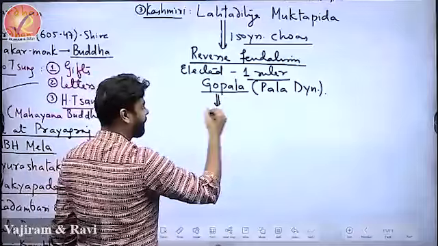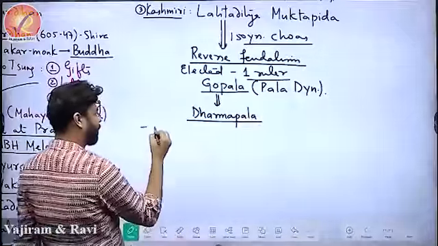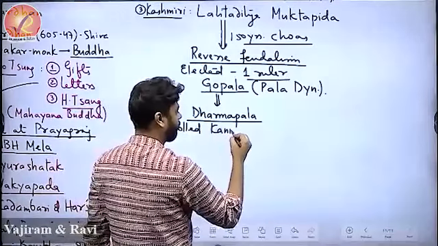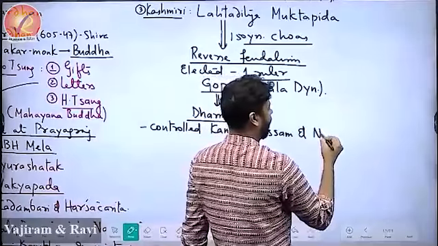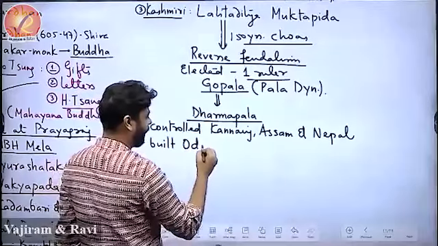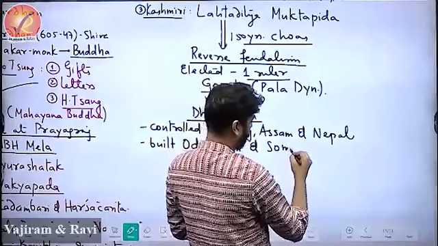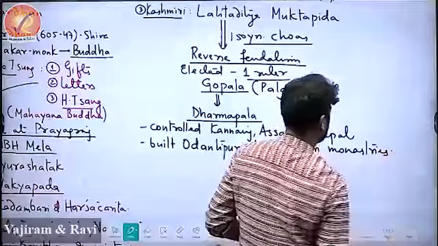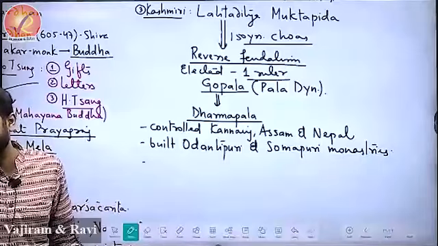Gopal. The next important person here is Dharmapal. Dharmapal is very important because he controlled Kannauj, Assam and Nepal. Number 2, he built Odantipuri. If you come from Muzaffarpur and the Darbhanga region, Samastipur, it is very close to your place. Monasteries. I am just telling you because if they ask in the interview, you will be left speechless. We never heard of it. It is very close to your home, you should know.